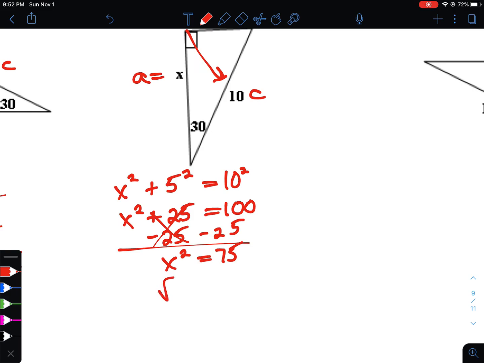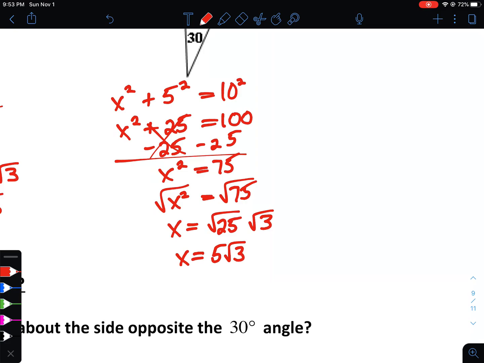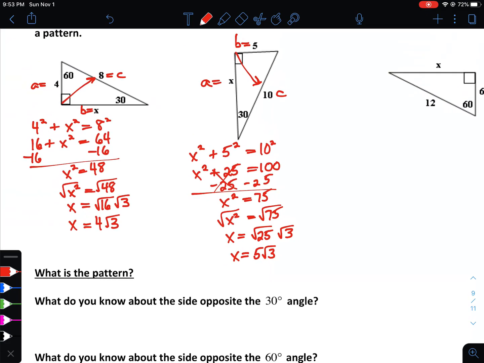So now let's get x by itself. Let's go ahead and take square root of both sides. So square root of x squared, square root of 75. And we already know the square root of x squared is just going to be x. Square root of 75, we'll go ahead and simplify. We'll first rewrite that as the square root of 25 multiplied by the square root of 3. And then we'll go ahead and simplify one more time. Square root of 25 is 5, and square root of 3 we leave alone, and there would be our final answer.